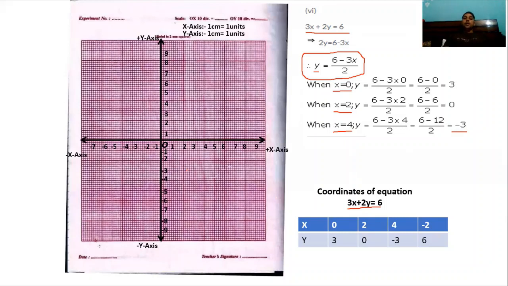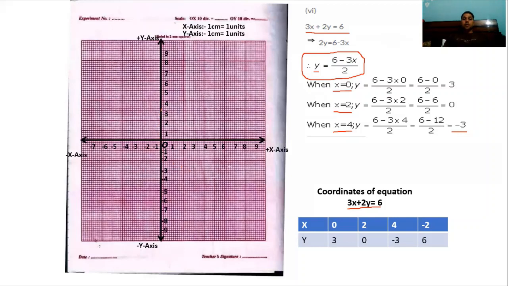Now come to the graph paper. Now we have to plot these points on the graph paper. So first identify x is 0. So again proceeding from the origin, we will not move because x is 0. Then y is 3 and it is positive 3. So what is the location of positive 3?